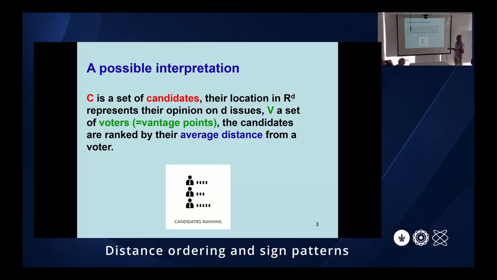Each possible voter, or vantage point, is also a point according to her or his opinions. It makes sense to think that people like the candidates who are close to them, so we order by average distance or sum of distances. This is one reason, and we want to understand this function. What is its asymptotic behavior in n?